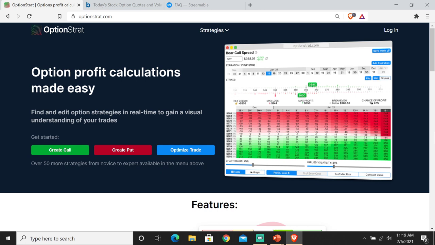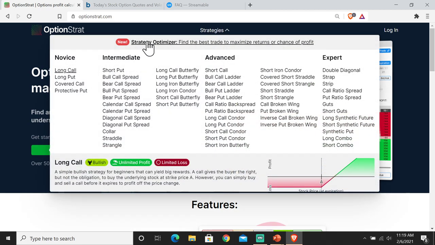Okay. So the website I'm using is optionstrat.com. You can also use optionprofitcalculator.com. I prefer optionstrat, but you can take your pick. I like this website a lot because basically they have a strategy. For those of you who aren't familiar with options as much and aren't really sure when to use what type of strategy, this could be a good option for you just to play around with to see what the prospective stuff is.